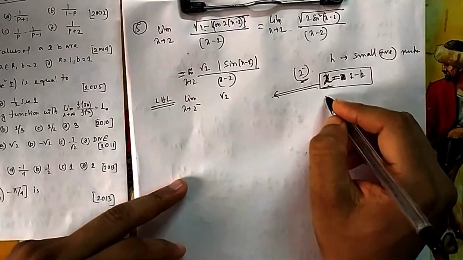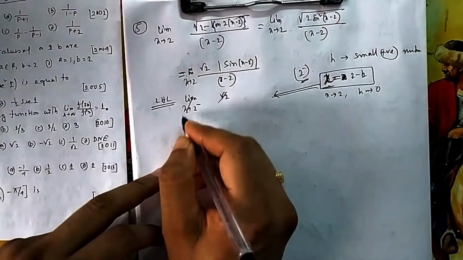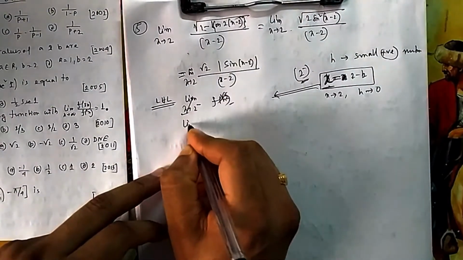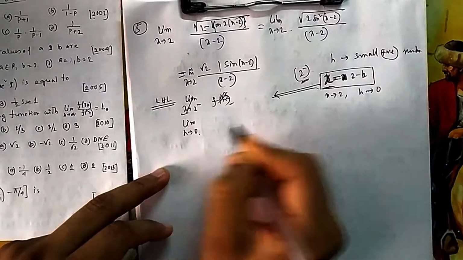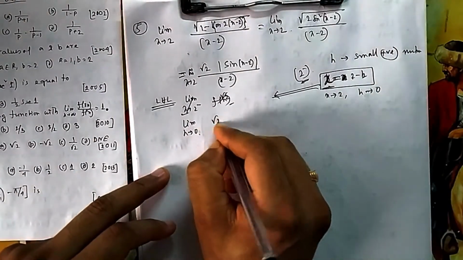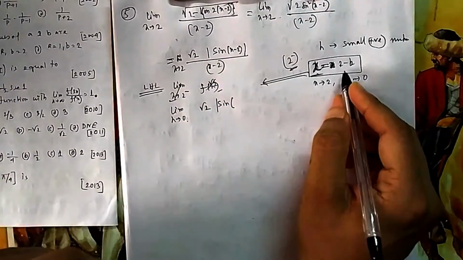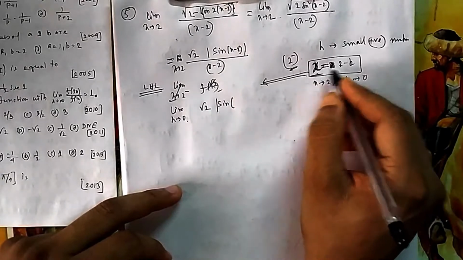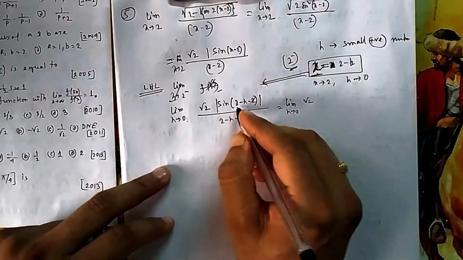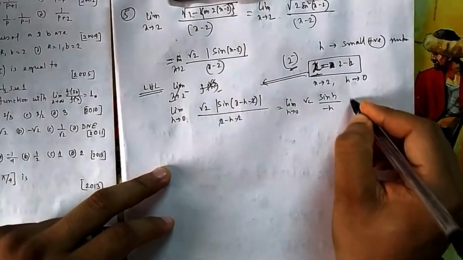So here, if x goes to 2, then h goes to 0. So you can change the limit. Whatever 2 minus, keep it as it is, don't cancel it. So you can change it to limit h tends to 0. h is a positive number, so it is always going to 0 plus. And it is root 2 sine of, instead of x, what will we write? 2 minus h minus 2. So the 2 cancels. Mod of this one will be sine h, and this is minus h. So it will give you minus root 2.